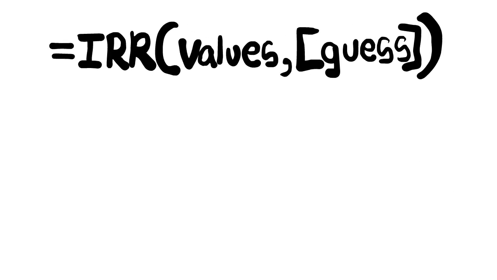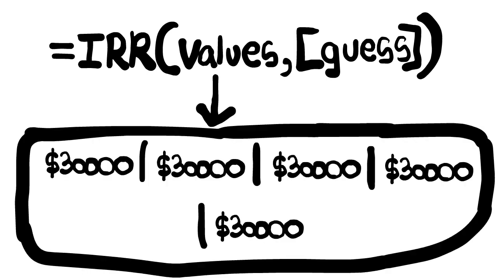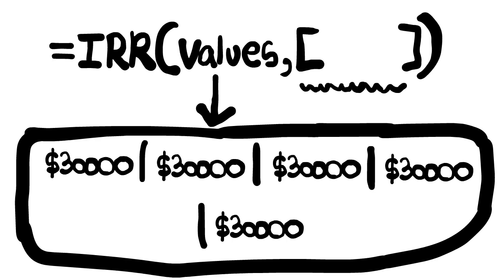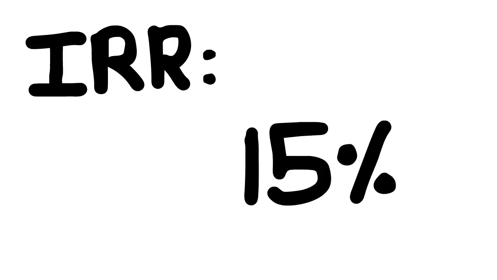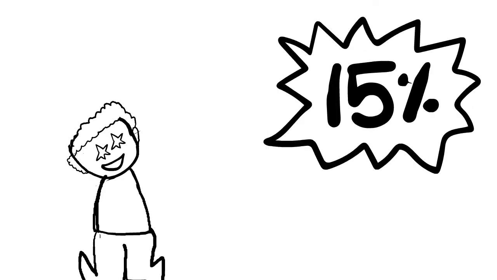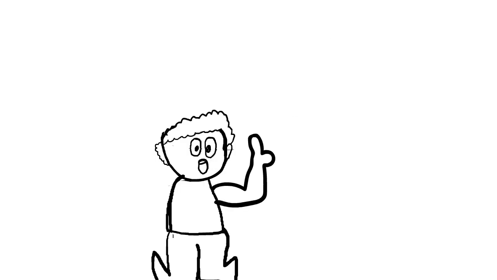So again, we have a formula to calculate the IRR. For values, select all the values of the 5 years, which is around $30,000, and leave the guess option blank. And after putting all the values and pressing enter, you will get an IRR of around 15%. And for me, 15% is a good return. So I'll invest in this project.